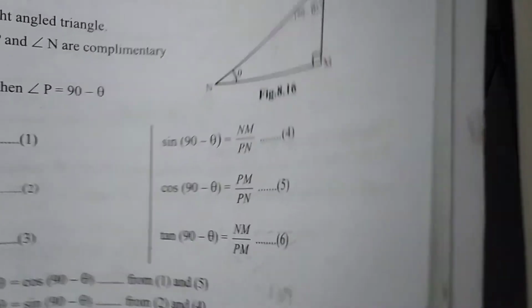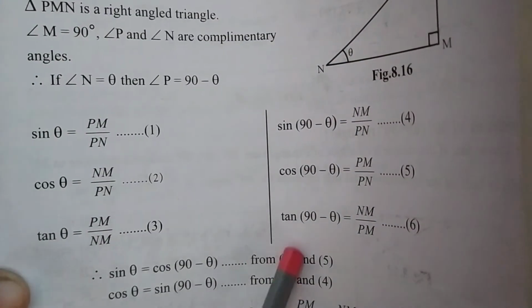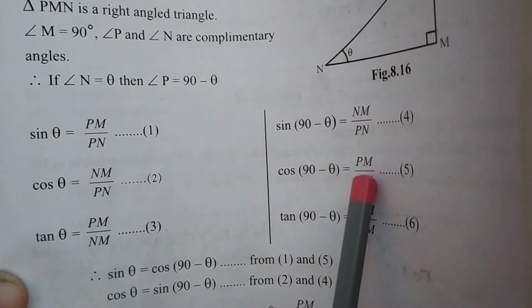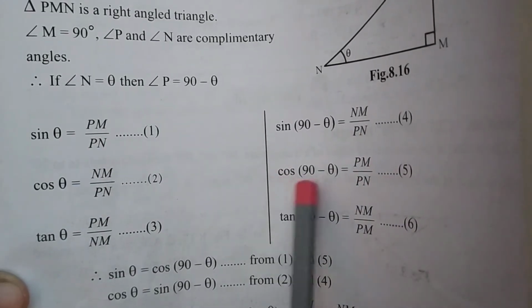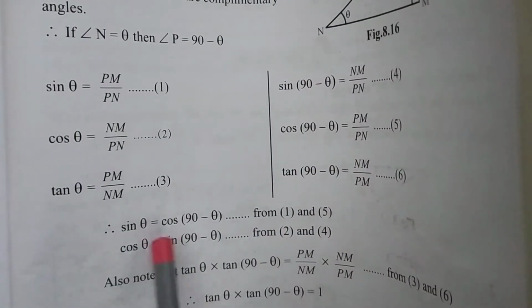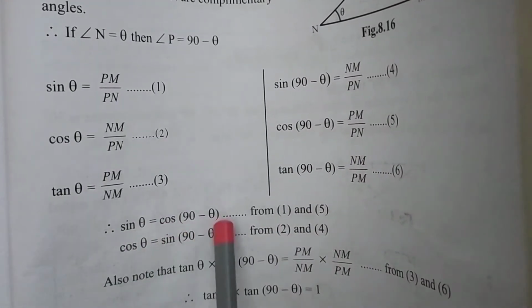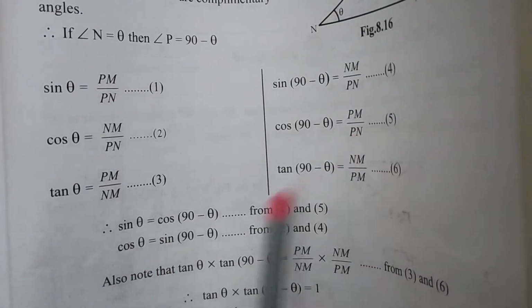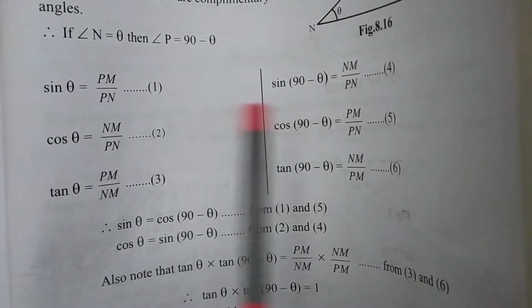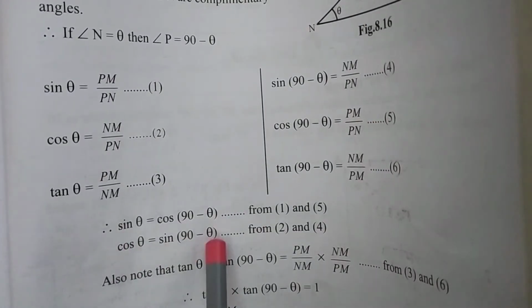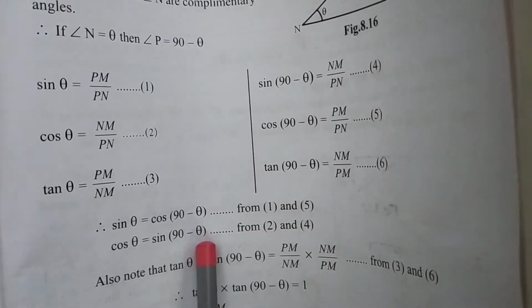Now if I were to look closely at both these angles, I find PM upon PN, that is sine theta, is the same PM upon PN for cos 90 minus theta. So from here I get sine theta is equal to cos 90 minus theta. See, because both the right hand sides are the same. Similarly, cos theta is equal to sine 90 minus theta, NM upon PN. Cos theta is sine 90 minus theta.